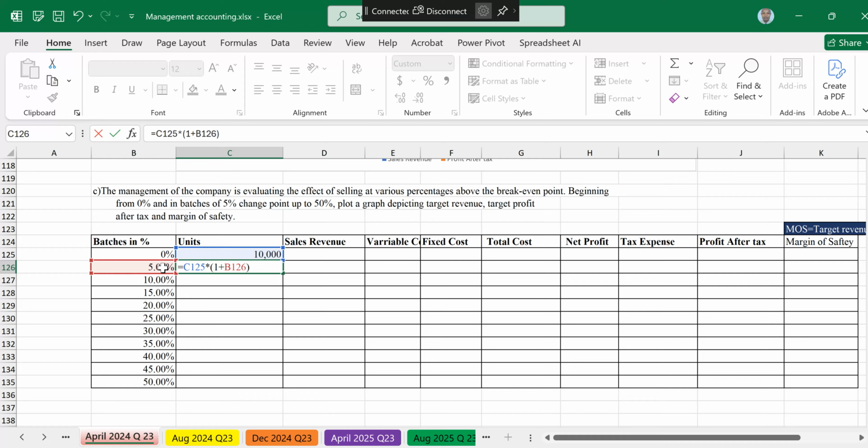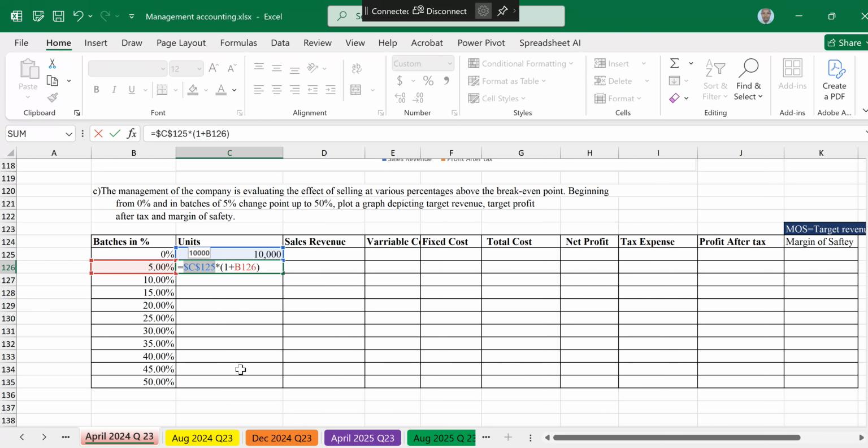Now, 5% above 10,000, we are supposed to lock something. So double click. If you already entered, no problem. Just double click and make sure you lock the C125. Make sure your cursor is blinking before the star, then lock at that point. We are locking the blue one, the C125.